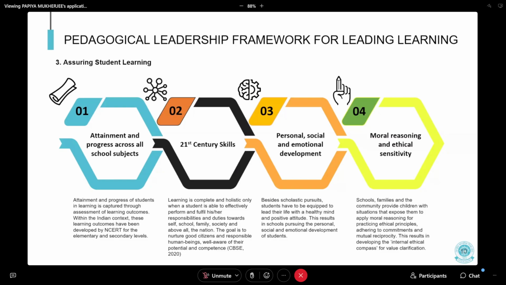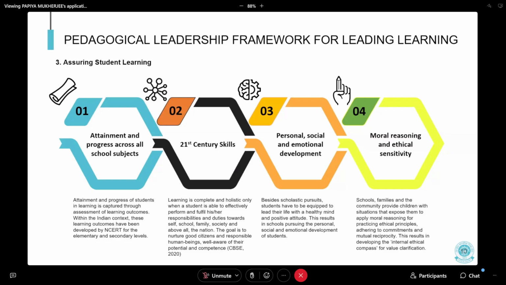Now, measuring students' progress in learning can be easy, in terms of learning outcomes. And that can be done by mapping developmentally age-appropriate and grade-appropriate learning outcomes to the curriculum across various subjects. And as far as CBSE schools are concerned, learning outcomes have been developed and shared by NCERT, which has been given by CBSE.